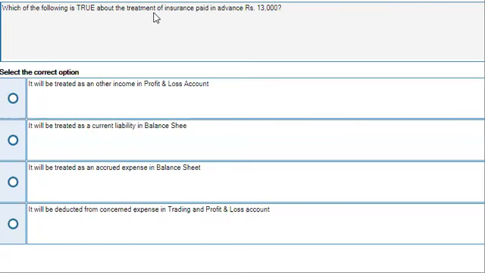Which of the following is true about the treatment of insurance paid in advance? It is treated as a current asset. It is current. It will be deducted from the concerned trading profit and loss. ठीक है.